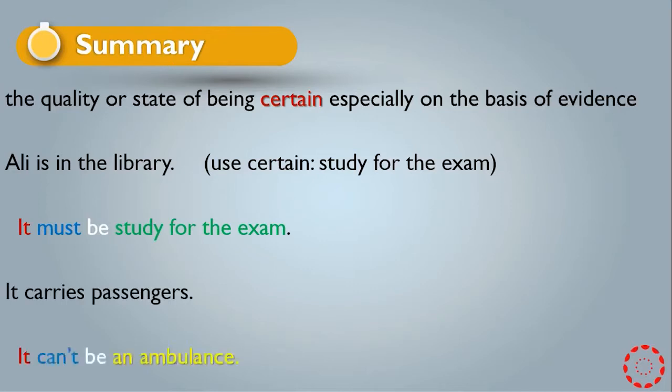So we can say it can't be an ambulance, because an ambulance doesn't carry passengers. It only carries sick people. So we should say it can't be an ambulance. Also, we shouldn't forget the rules when someone asks us to use certainty or express certainty in a sentence. Thank you for your listening.